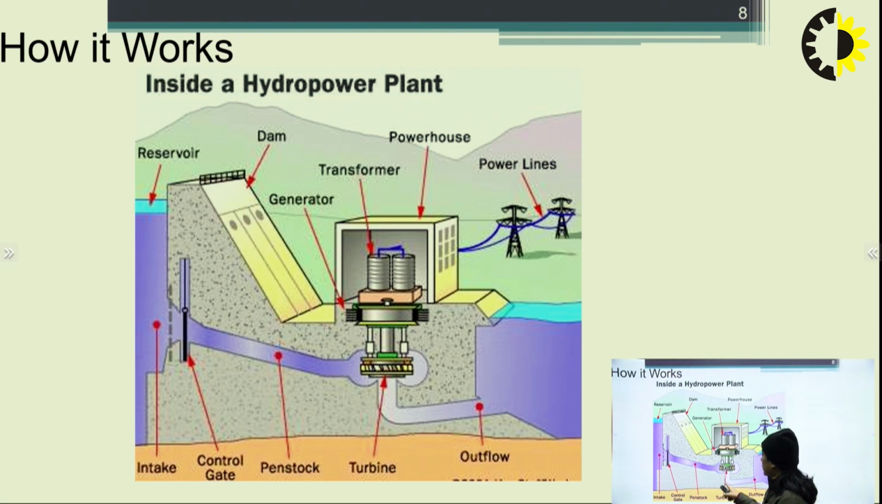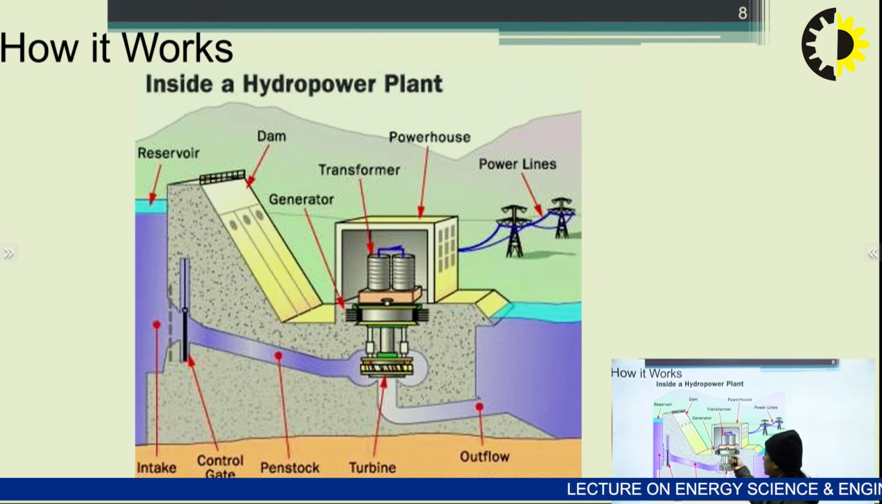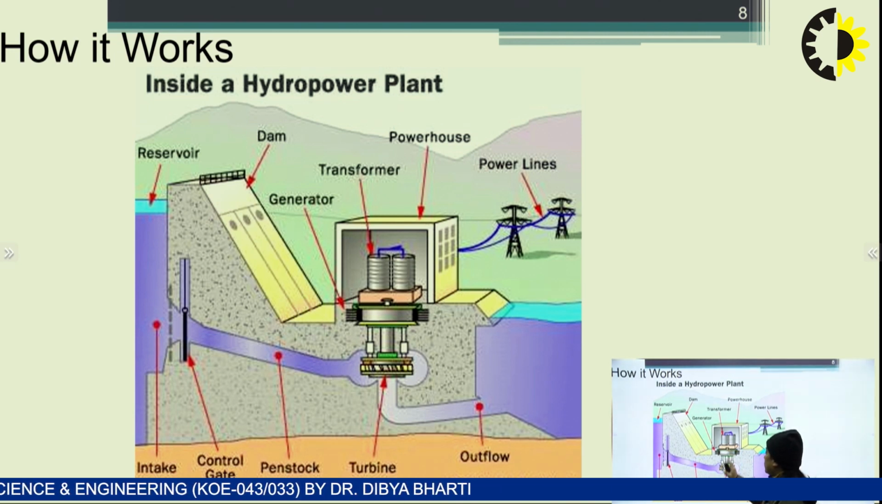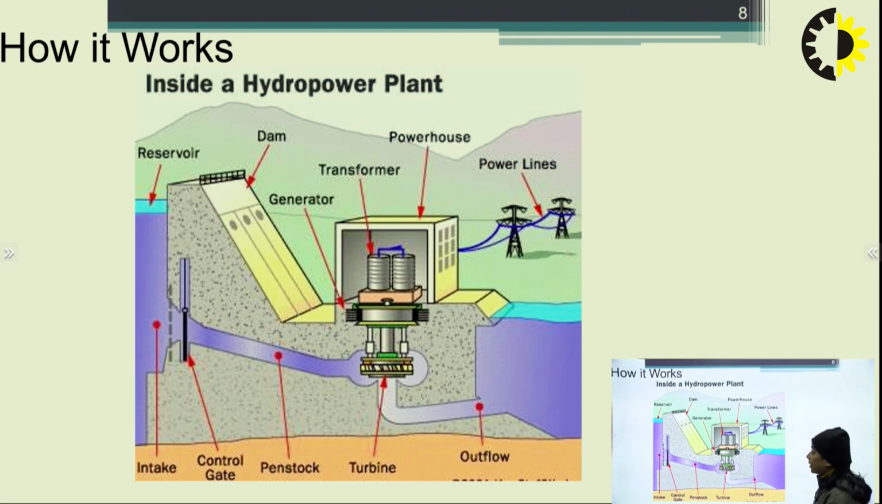In the penstock area itself there is the turbine. The turbine is coupled with the generator. This is the generator part, and here this is the transformer. You can see clearly in this diagram that the water coming from the reservoir to the turbine, after rotating the turbine, will again go to the river area.